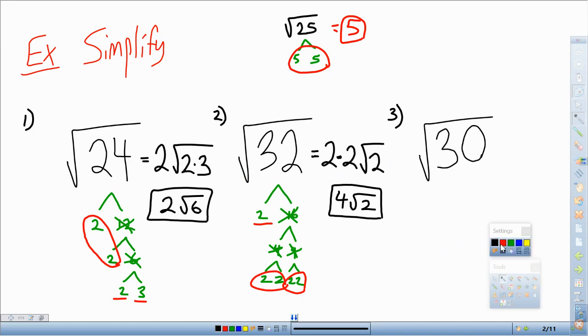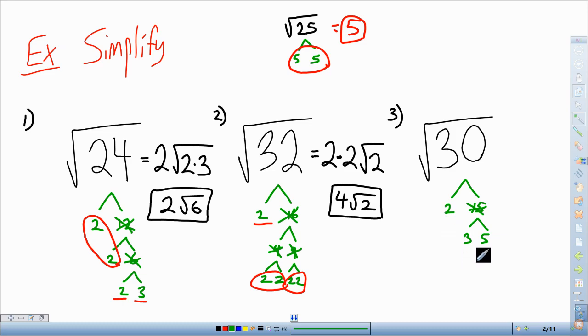Let's try this last one here, 30. Again, I'm going to break it down thinking of two numbers that multiply to get 30. The first thing that comes to mind for me is 2 times 15. I could have done 3 times 10, or 5 times 6. Whatever comes to mind first, you can do. It doesn't matter. 2 is prime, 15 isn't, so let's break it down. 15 is 3 times 5. Cross it out. 3 is prime and 5 is prime.